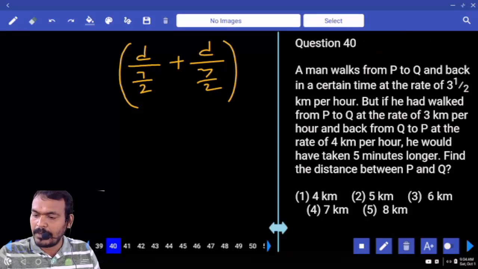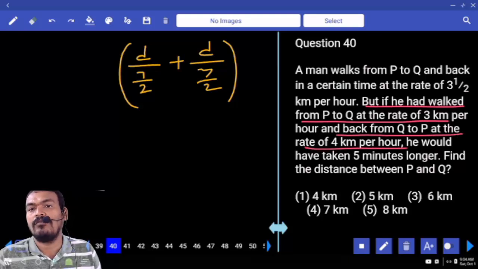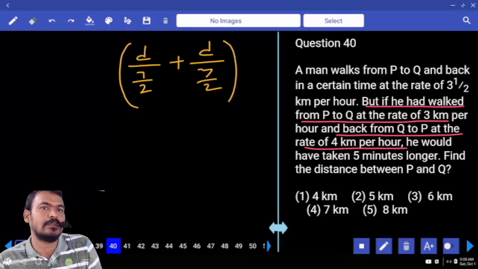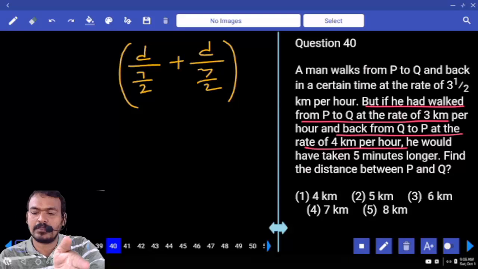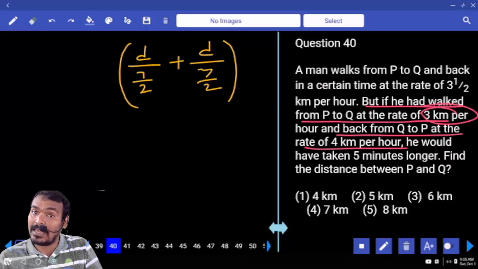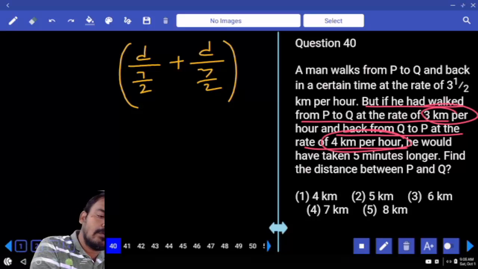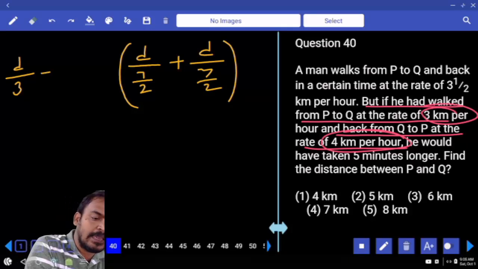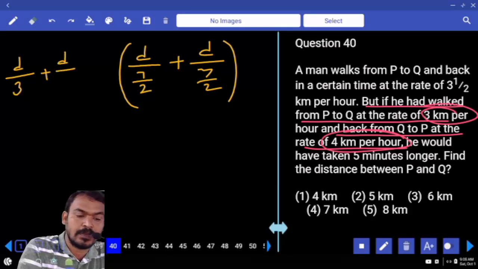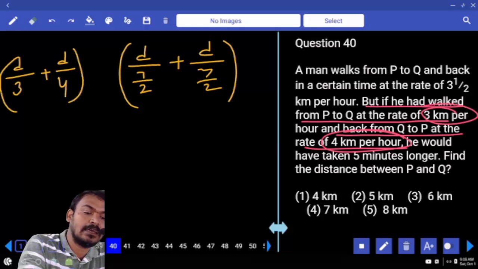What is the second one? But if we had walked from P to Q at the rate of which one? 3 kilometer per hour, and back from Q to P at the rate of which one? 4 kilometer per hour. Means different speeds, or not? P to Q d kilometers with a speed of 3 kilometer per hour, and the return from Q to P the same d kilometers but with a speed of 4 kilometer per hour. P to Q distance d kilometers, speed value 3, plus again Q to P distance d kilometers, speed value 4. These two added, we get the time in the second case or the first case?